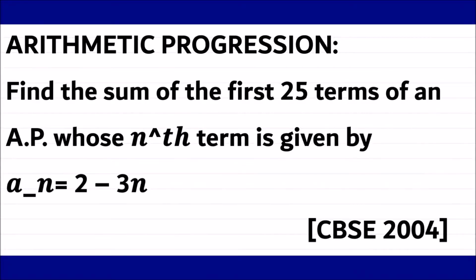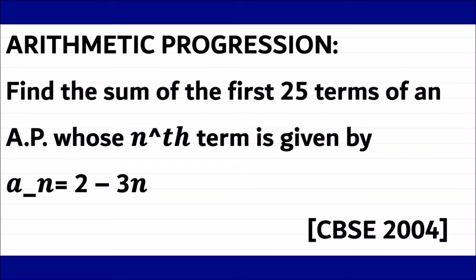The given question is: find the sum of the first 25 terms of an arithmetic progression whose nth term is given by an = 2 - 3n. Guys, this is one of the most important questions, from the chapter Arithmetic Progression, and it came in one of the CBSE board examinations in the year 2004. So let us move ahead and try to solve the given question.